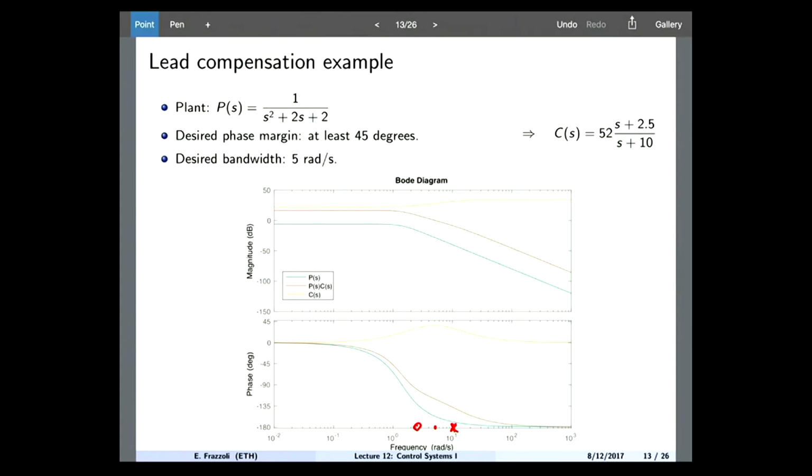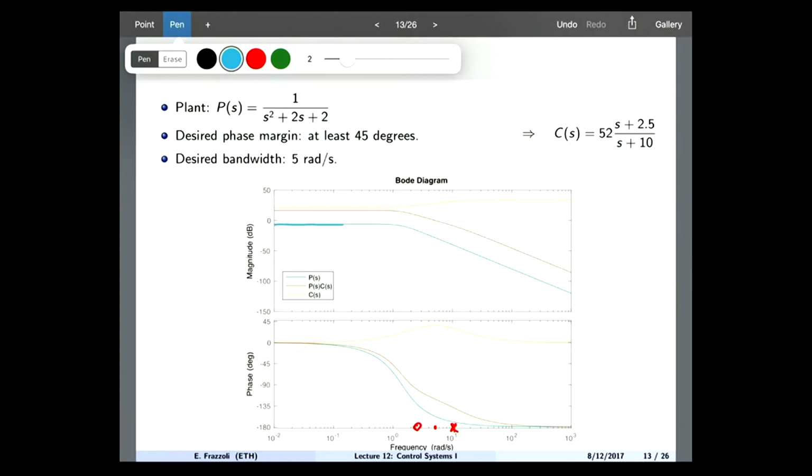So it may not be readily apparent to you what is happening on the plot. Let's sketch the asymptotic Bode plot, okay? The asymptotic Bode plot for the original transfer function is something like that, right? Flat up to square root of 2, and then goes down by negative 40 dB per decade, okay? It's a second order system, okay?